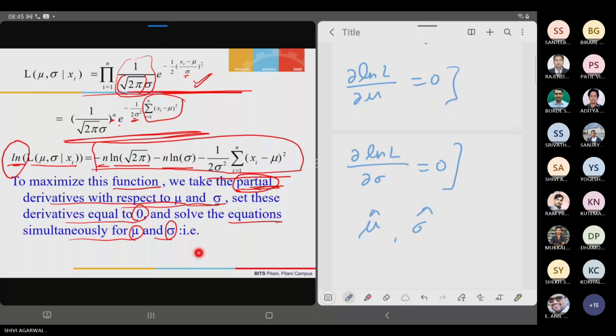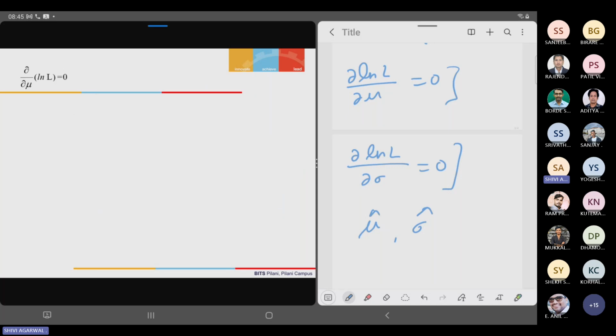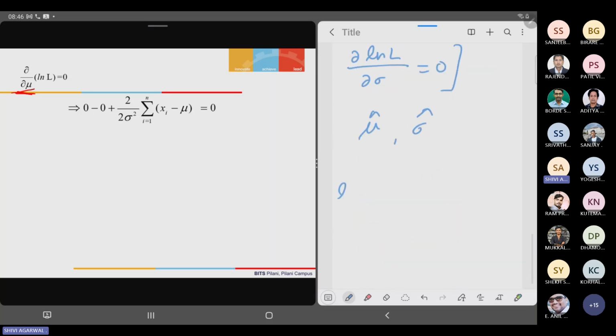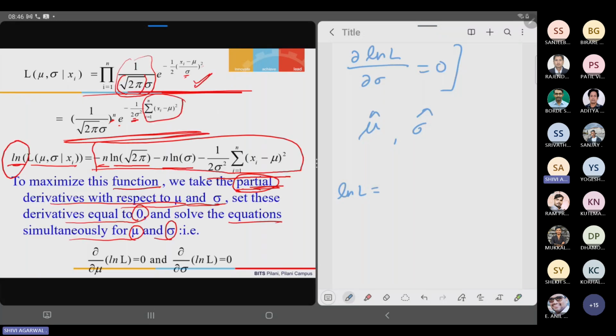Okay. Now we just take the differentiation here. So we are taking ∂/∂μ of ln L, equal to 0. So what was our equation? ln L is equal to, I will just write it here so that it becomes easy, minus n ln of √(2π) minus n ln σ minus 1/(2σ²) summation i equals 1 to n (xi minus μ) whole square. Okay.